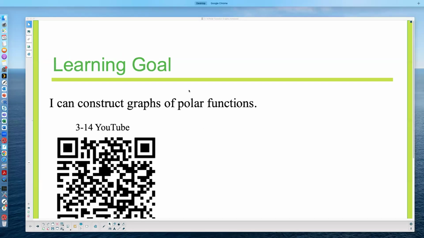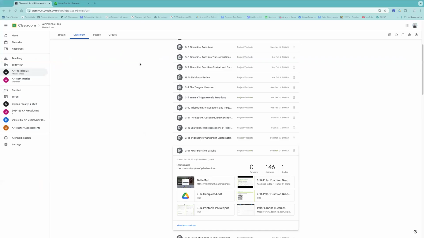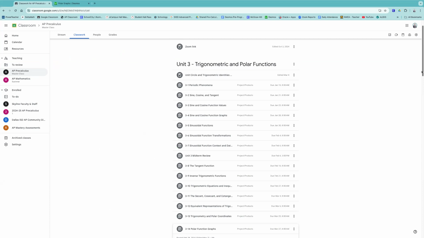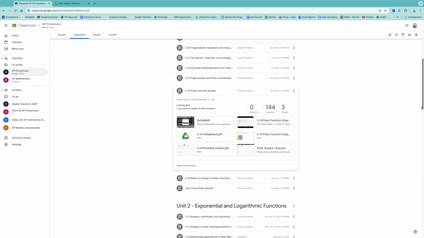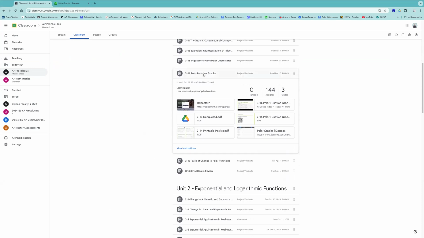What I want you to do is go to your Google Classroom. Once you log in, go to your classwork, find Unit 3, scroll down to Unit 3. This is lesson 3-14. Find that, and within there, you'll see an attachment that says Polar Graphs Desmos. I want you to click that open.